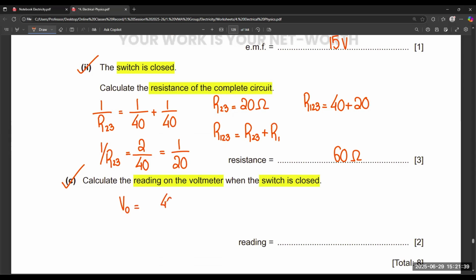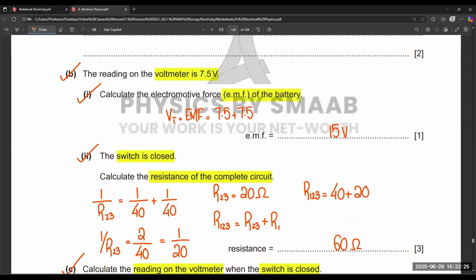R1 is 40, over 40 plus 20, multiplied by 15, over 60. Final answer 10. Yes, 10 volts. So it means the first resistor takes 10 volts out of 15, and the rest of the 5 volts will be transferred to the second component, which is the combination of R2 and R3. In this way, we have completed the question related to potential divider for 8 marks.